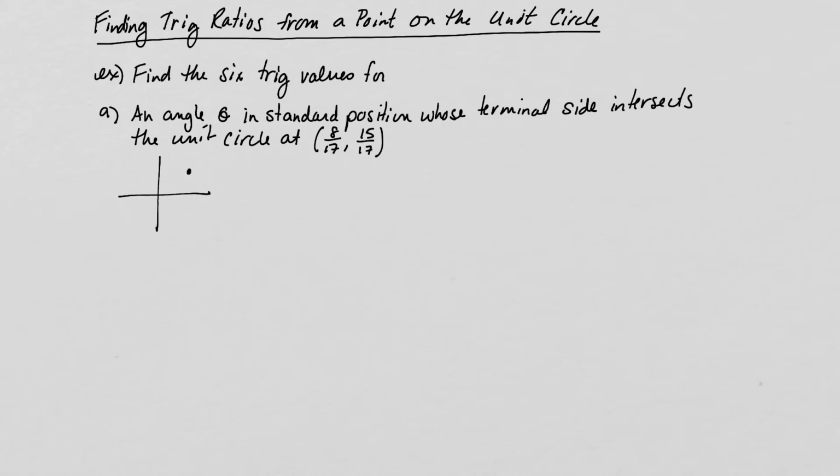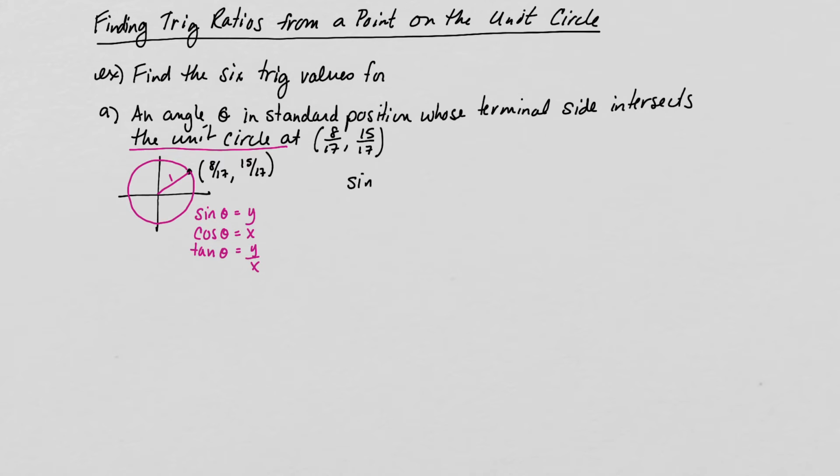Okay, so the important thing to realize here is if we think about this point, they're both positive, so it's someplace, say, around here, 8/17, 15/17. But the real key about this problem is it says it intersects the unit circle. So remember, the unit circle is a circle with radius 1, and on the unit circle, the sine of theta is just the y value. The cosine of theta is just the x value. And the tangent of theta is y over x.